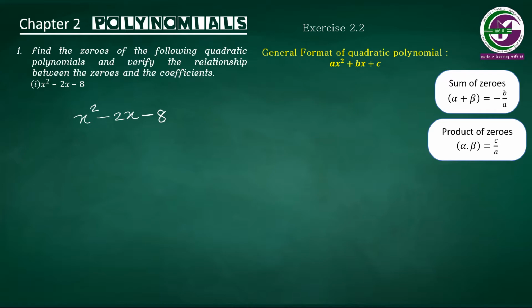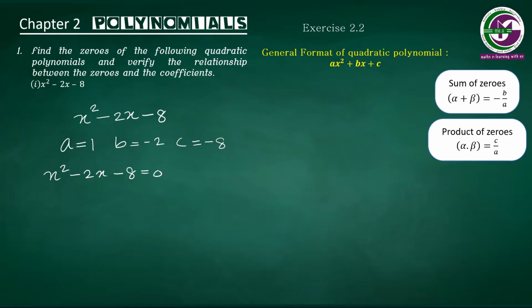First we'll find out the values of a, b, c. So already it is given in the standard form. So the value of a is the coefficient of x square, that is 1. Value of b is the coefficient of x, that is minus 2. And value of c is the constant term, that is minus 8. Now to find the zeros of the polynomial, we'll equate the polynomial to 0. X square minus 2x minus 8 equals 0.